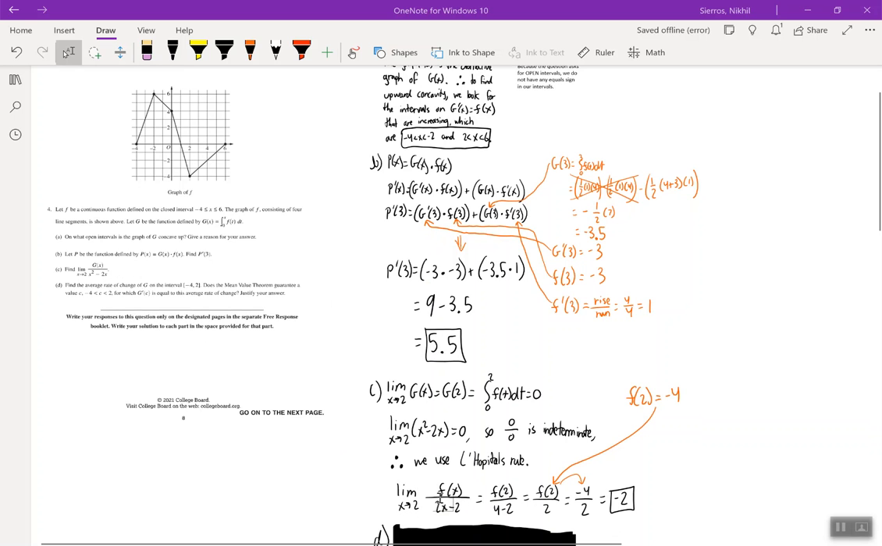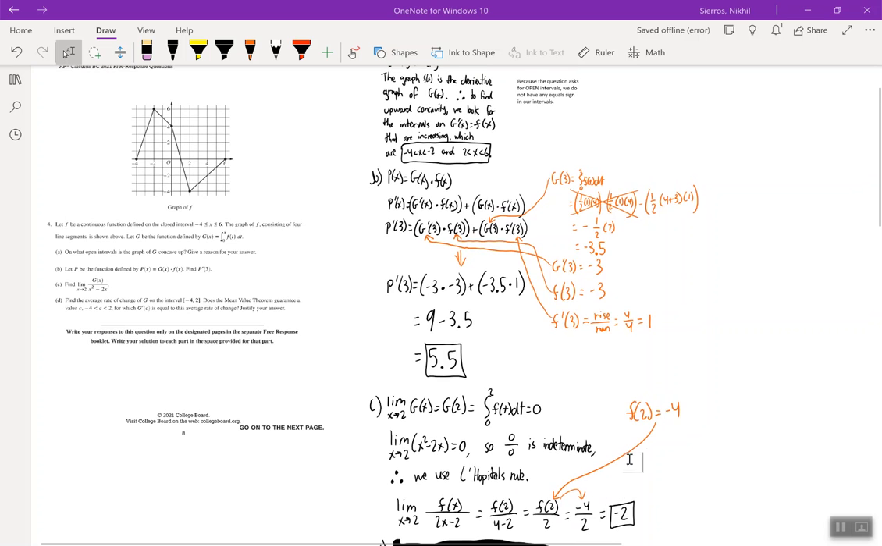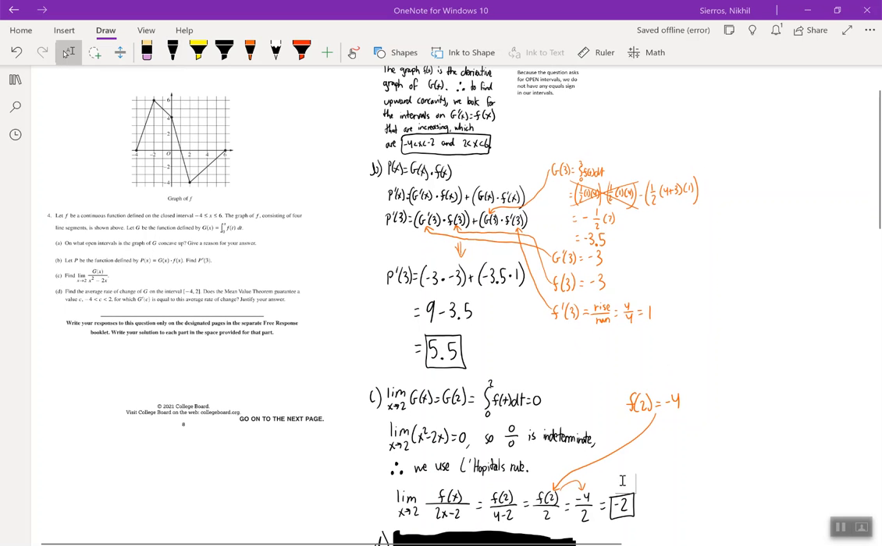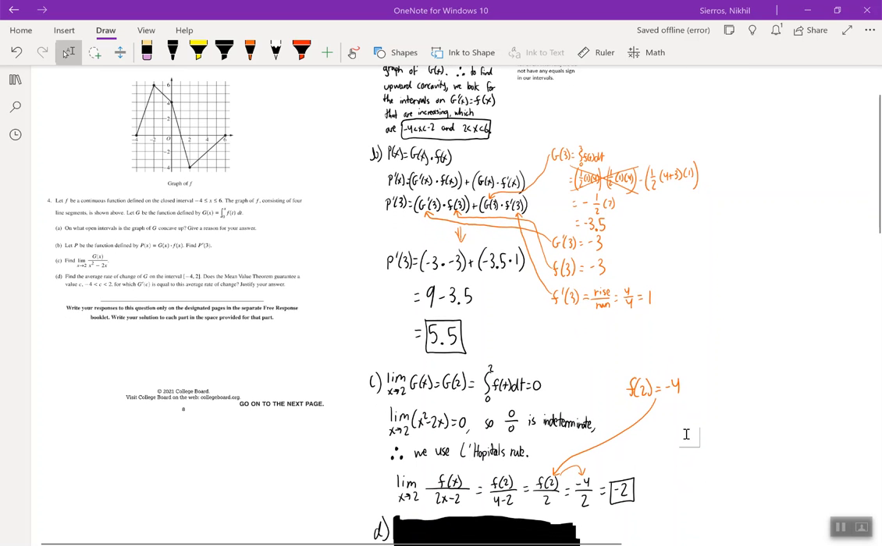So the limit as x approaches 2 of f of x over 2x minus 2 is going to be equal to f of 2 over 4 minus 2, which is equal to f of 2 over 2. And f of 2 is equal to negative 4 because on the graph, as we can see here, the value of f of 2 is negative 4. We plug that into our equation here, so we get negative 4 over 2, and then our final answer is negative 2, which is what the limit as x approaches 2 of g of x over x squared minus 2x equals.